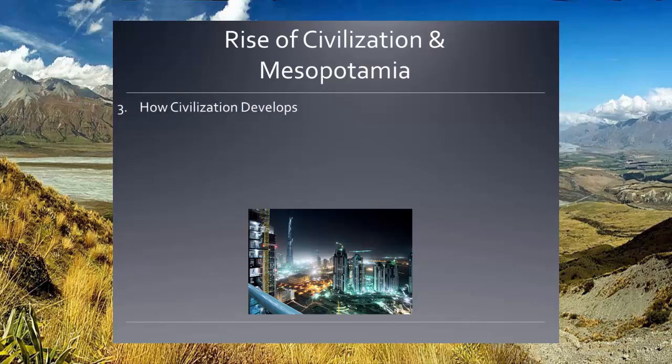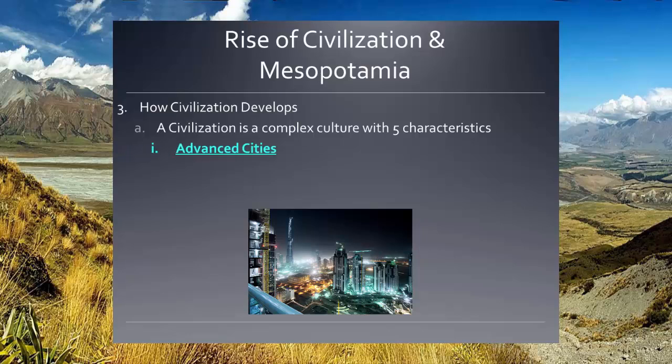So, how civilization develops, you might ask? Well, civilizations are a complex form of culture that consists of 5 specific characteristics. First, every civilization consists of some sort of an advanced city.